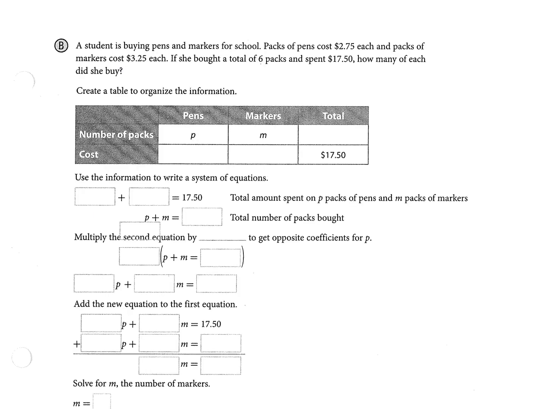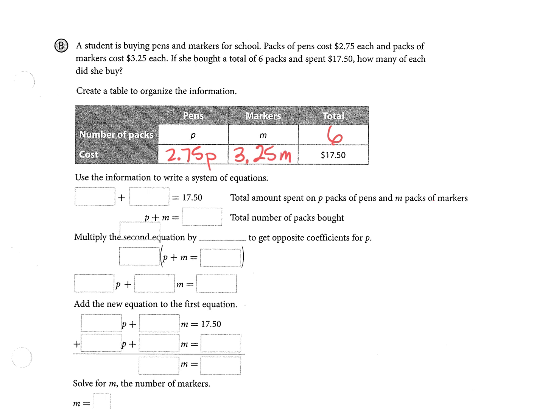Here's another scenario. A student is buying pens and markers for school. Packs of pens cost $2.75 each, and packs of markers cost $3.25 each. If she bought a total of 6 packs and spent $17.50, how many of each did she buy? So we know that the number of packs totaled to 6. We know that the pens cost $2.75 each, and the markers cost $3.25 each.